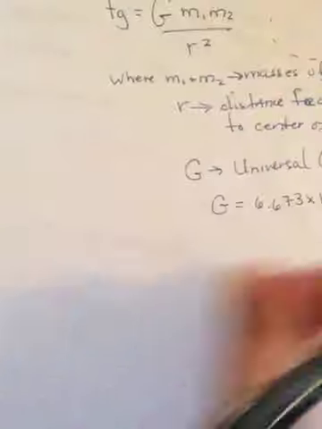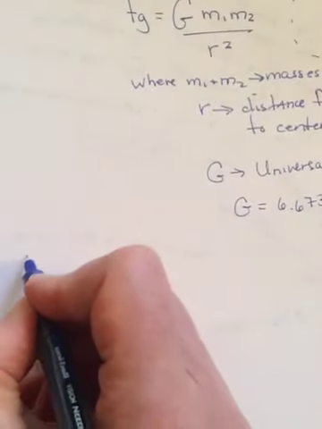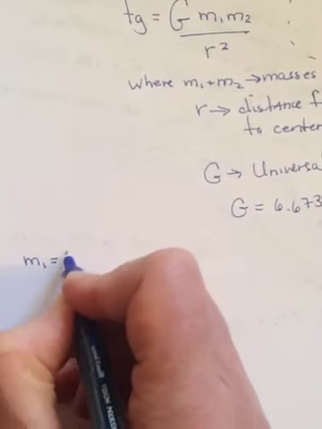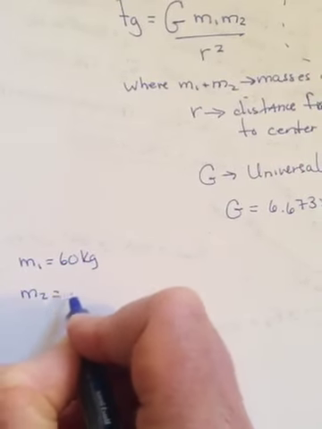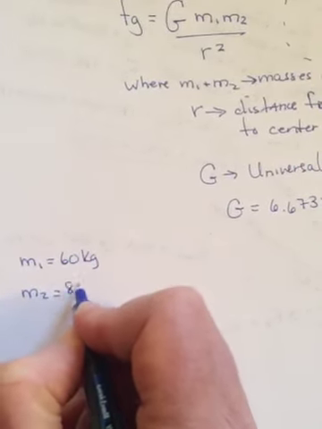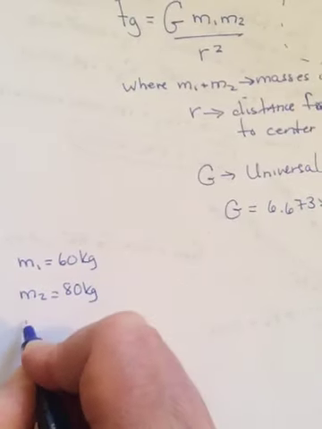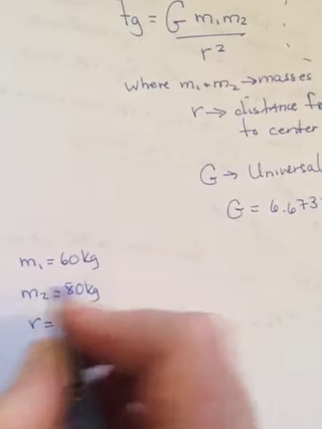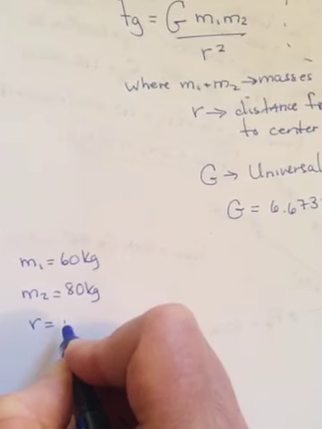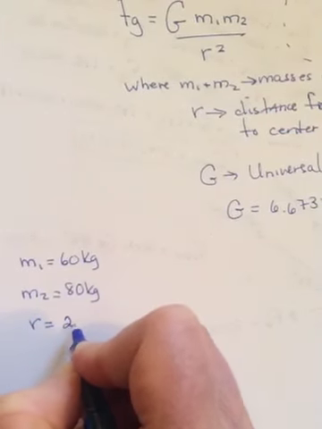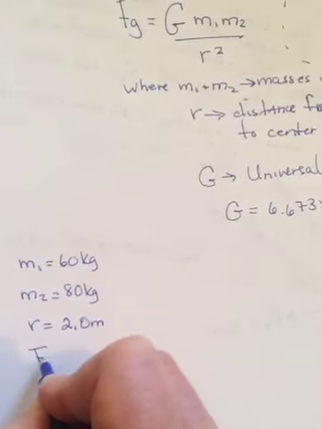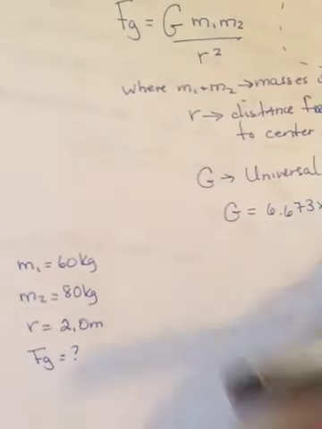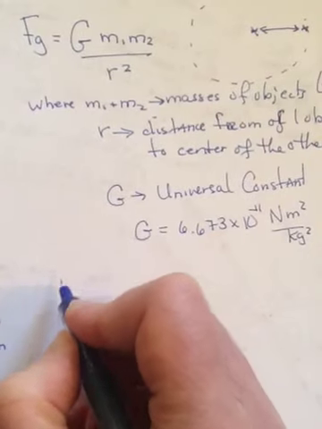So let's do it for a couple of you. Let's say our M1, one of you is 60 kilograms, and the other one of you is, I don't know, maybe 80 kilograms. And let's say you are about, this is before social distancing time. Maybe we better make it socially distanced. So we'll say you're 2 meters apart. And so the question is, what is the gravitational force of attraction between you?